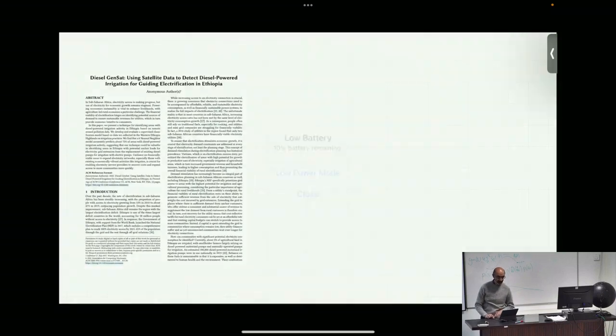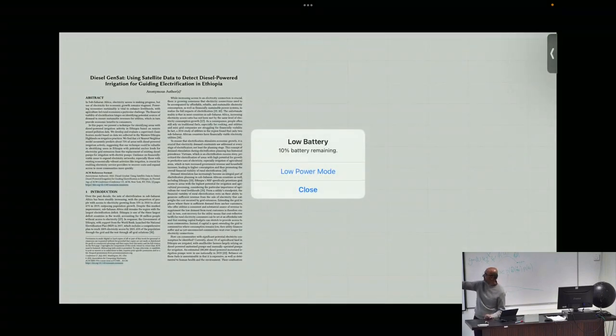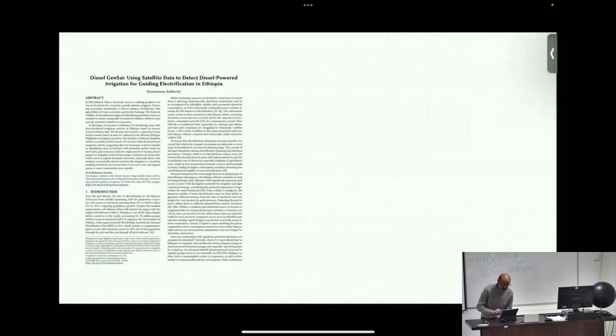Yet when you see a paper, what do you do? You start at the beginning. Oh, low power mode. Okay. Cool. Okay, better talk fast. So what happens is that you start reading from the first thing.